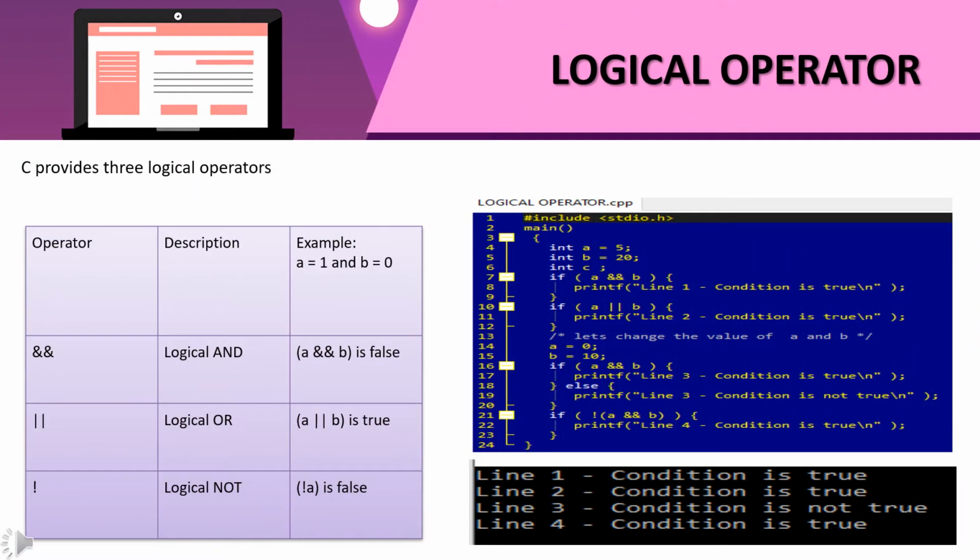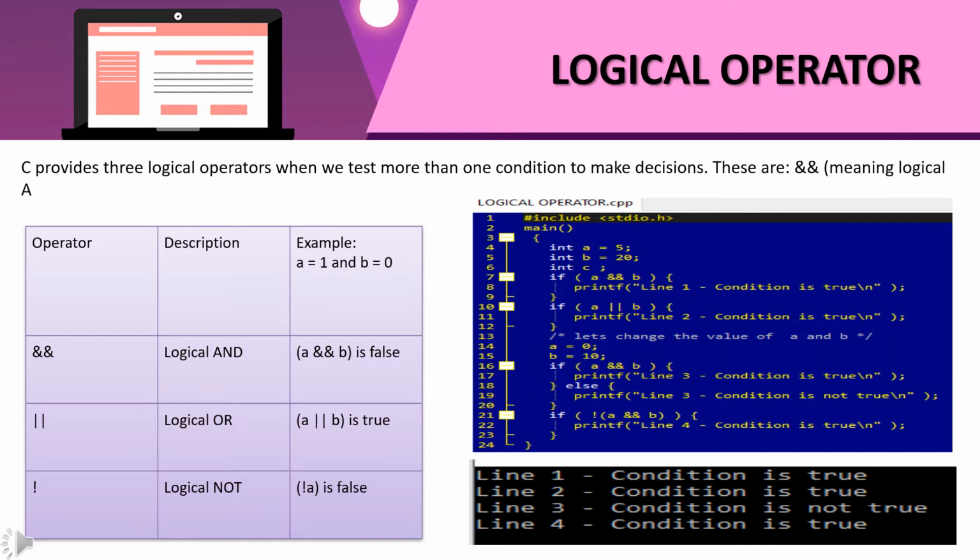C language provides three logical operators. When we test more than one condition to make decisions, there are these: double ampersand, which means logical AND, double pipe, which means logical OR, and the exclamation sign, which means logical NOT. So there are three types of logical operators: logical AND, logical OR, and logical NOT.